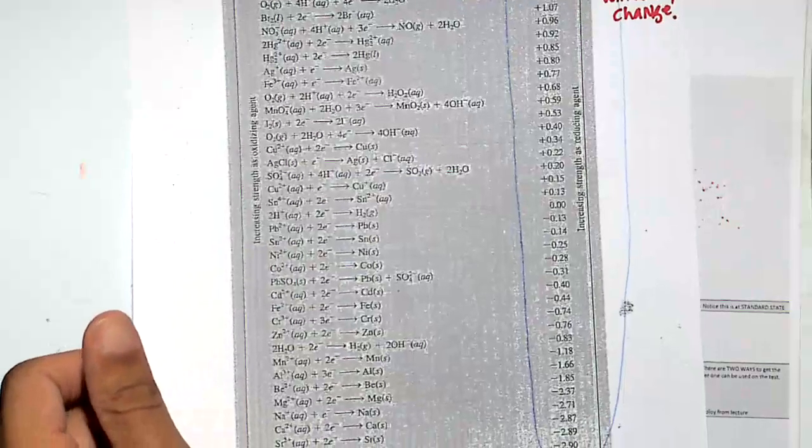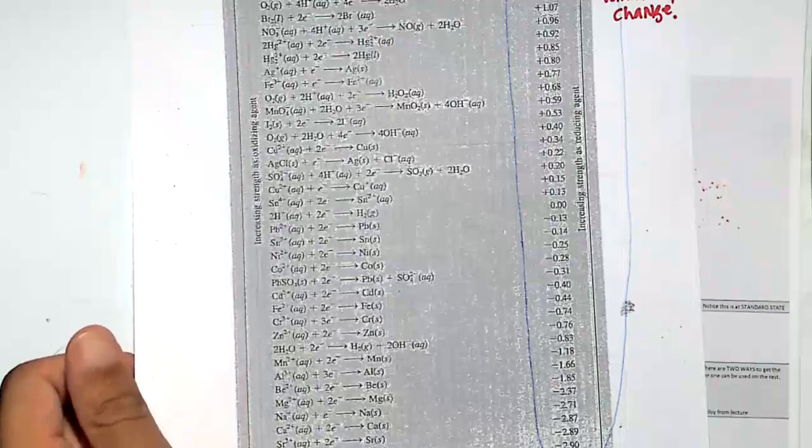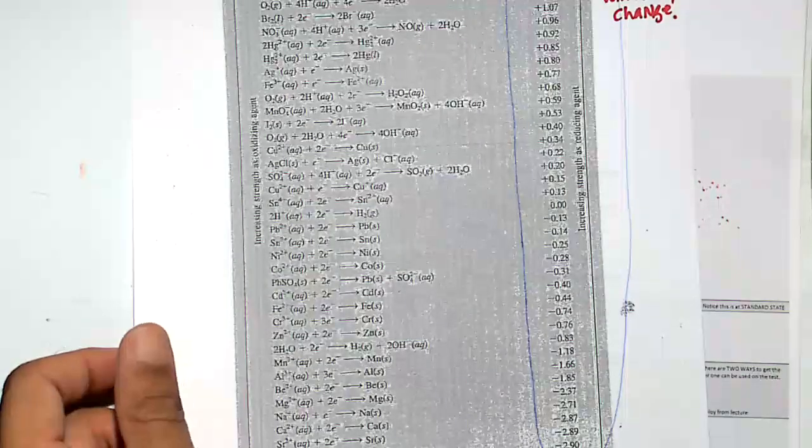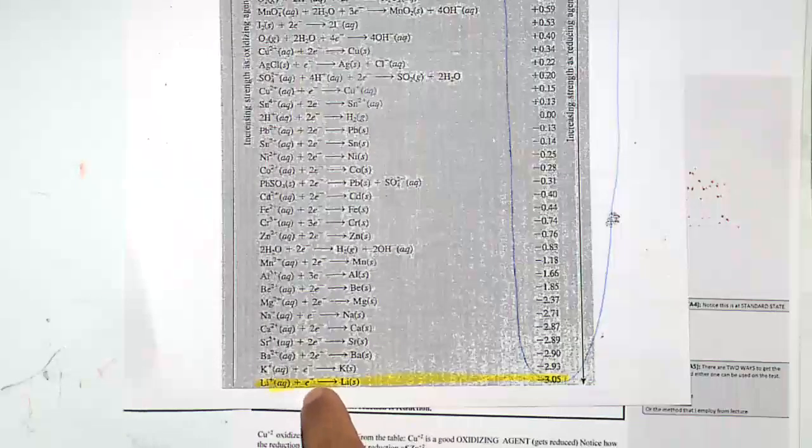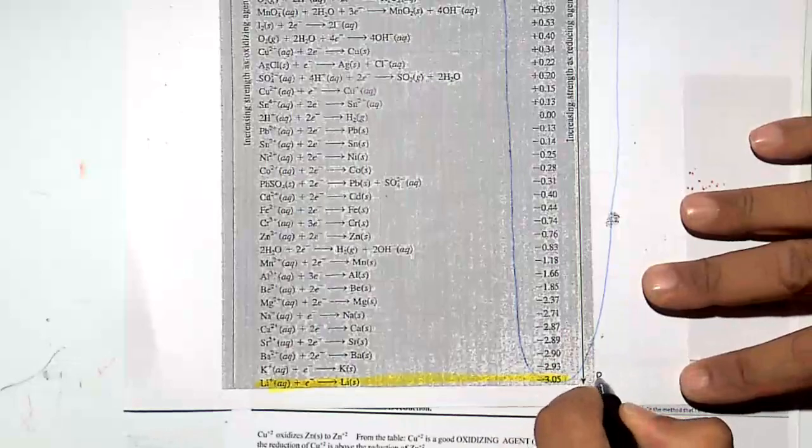So this has some relationship to what you will learn outside this classroom. Electrochemistry. So this is good at giving electrons, so we say that this is very good as a reducing agent, best reducing agent ever.